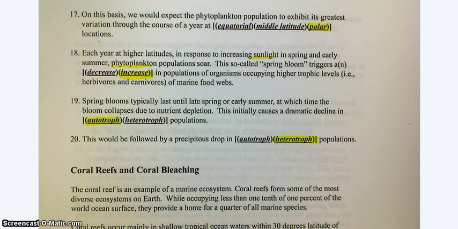Okay, and we'll pick up in the next screencast with coral reefs and coral bleaching.